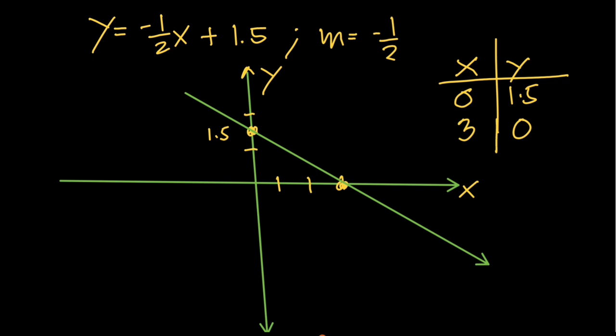If your x is 0, then you plug it in here to your equation. You substitute x there, so you get 1.5. If you substitute 3 there, you have negative 3 over 2.